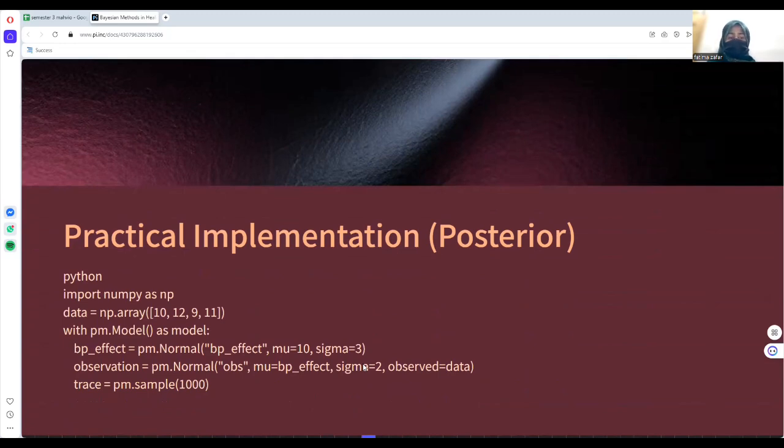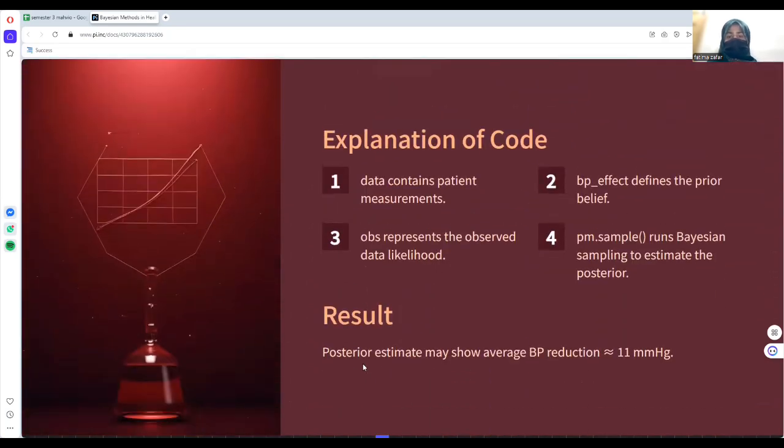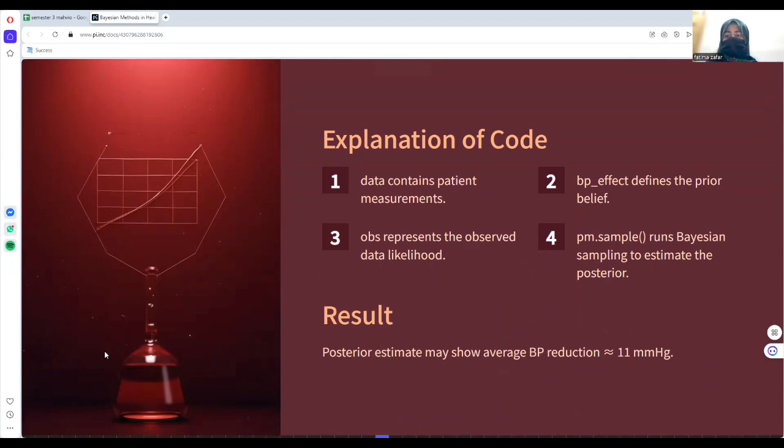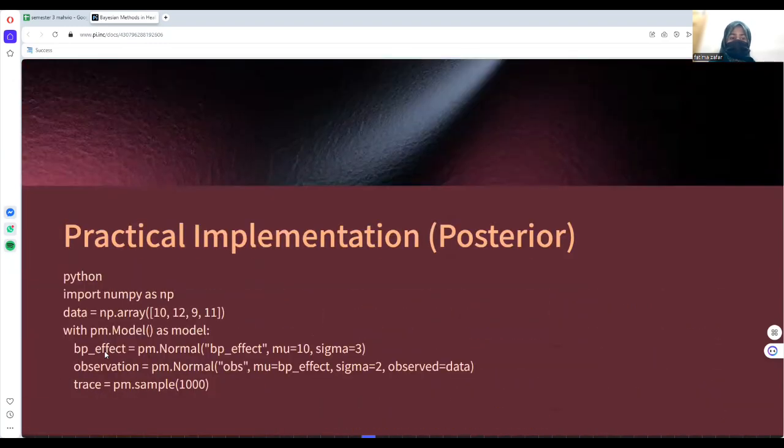Just like that, we have libraries. First of all, we imported them and made an array here. Now we see that we built a model. If you look, the data contains patient measurements, and inside that is BP effect. So what does it mean? It defines the prior belief. Then OBS represents the observed data.